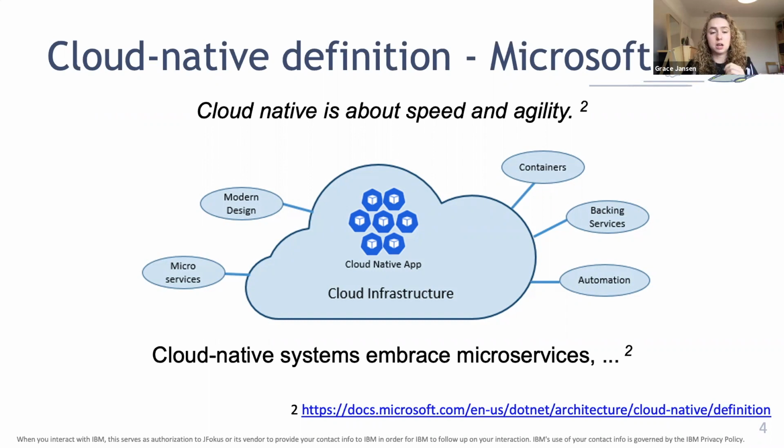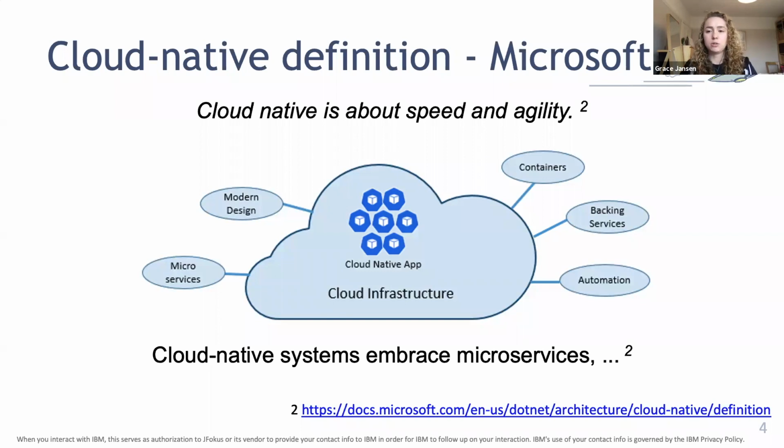So in this case, in the diagram, in the document, they actually drill down on the 12-factor application. But again, interestingly enough, they have microservices included. And actually later on in the document, they specifically say cloud native systems embrace microservices. So again, similarly, they identify microservices as a key part of cloud native.